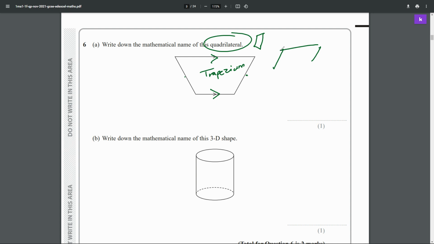If the other two sides are parallel and the top, then it's known as a parallelogram. All right, so trapezium is the answer we're looking for there. Write down the mathematical name of this 3D shape. Well, if you didn't know, this shape is called a cylinder. All right, and that's the answer for that one there. And trapezium, the answer.